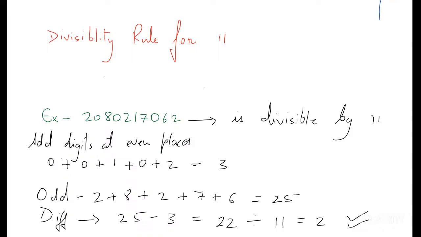Now see, this is very easy. First we add the numbers at odd places, and then the numbers at even places, and then subtract. We take the difference, and whatever we get, we have to check if that number is divisible by 11 or not.